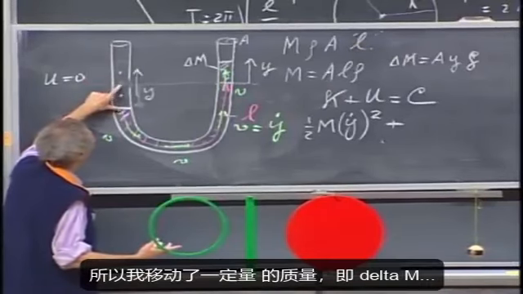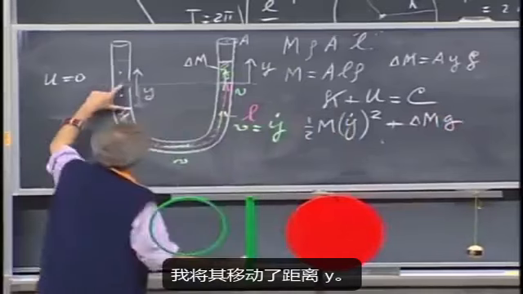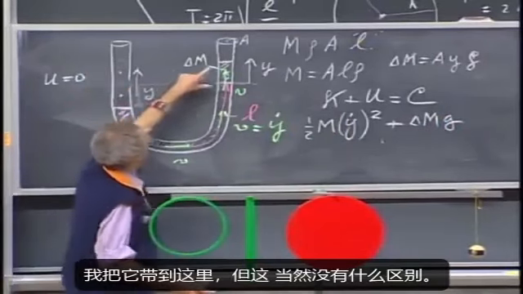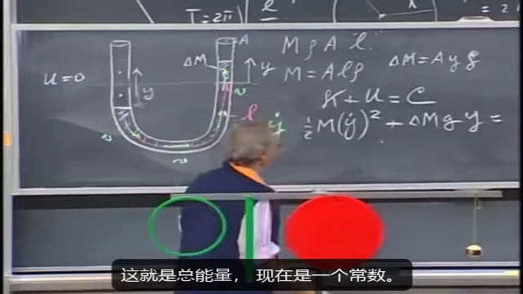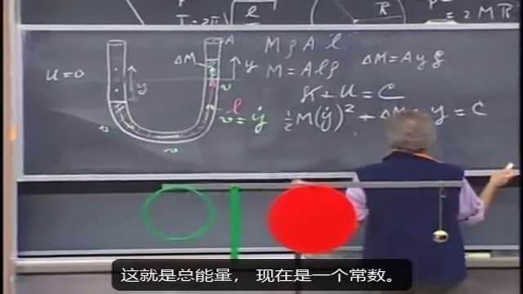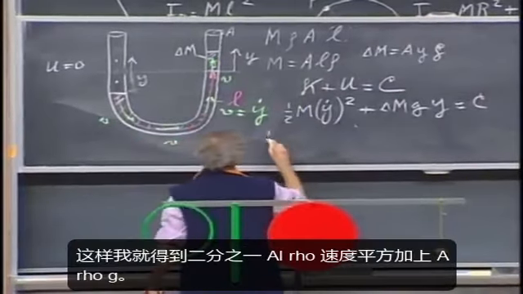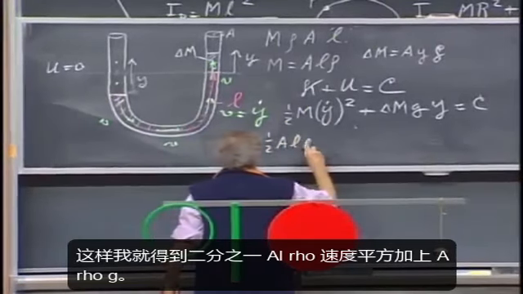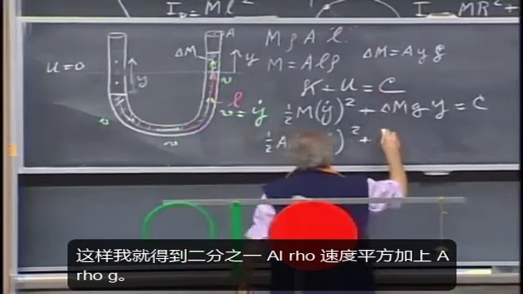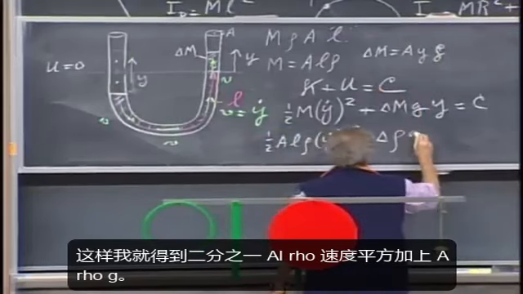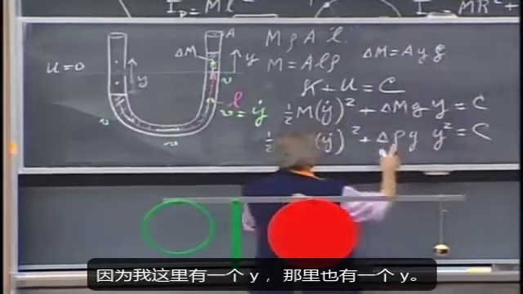mgh, remember, that's the increase in potential energy. And so I move an amount of mass, which is delta m, over a distance y. I bring it here, but that makes no difference, of course. And so this is the total energy, and this is now a constant. So I'm going to substitute in there the a, l, and rho, so I get 1/2 a, l, rho velocity squared, plus a, rho, g, and I get a y squared equals a constant, because I have a y here and I have a y there.